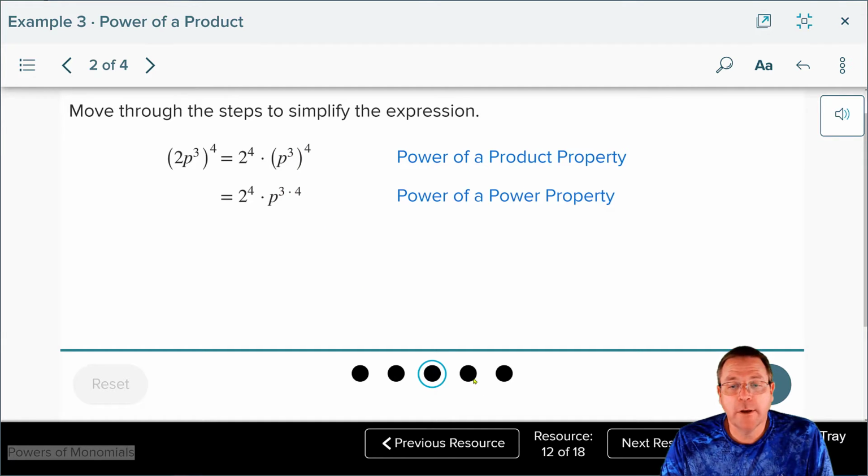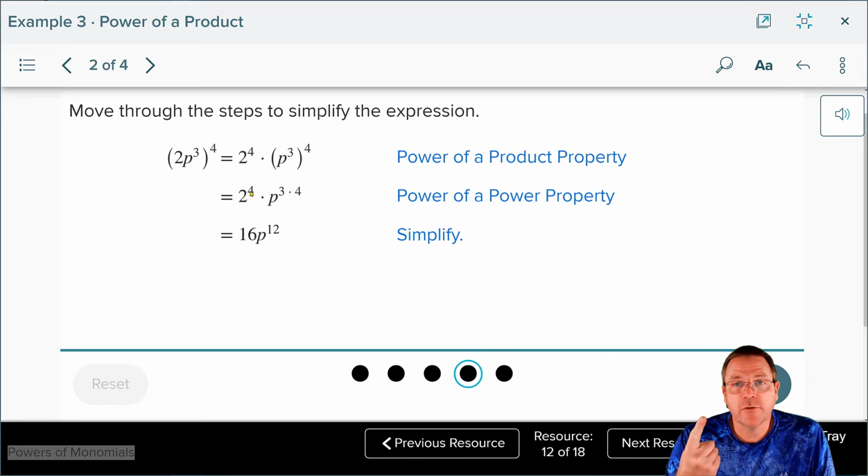Of course, 3 times 4 is going to equal 12. 2 to the 4th power, that's 2 times 2 is 4. 4 times 2 is 8. 8 times 2 is 16. So you're going to have 16p to the 12th power. This is showing your work. This is what I must see. If I see anything else, you will have done it just for fun.